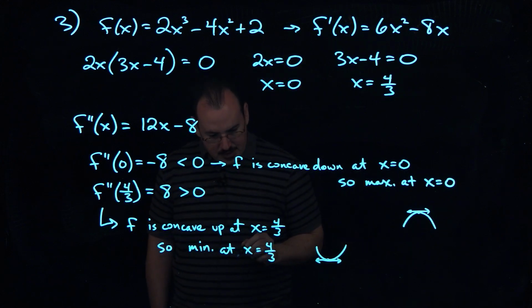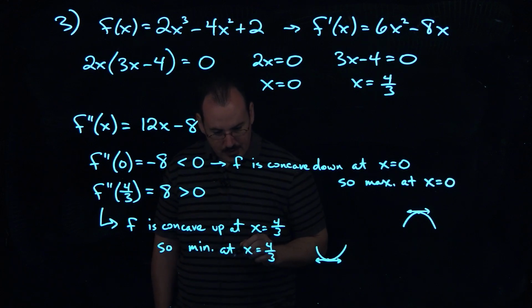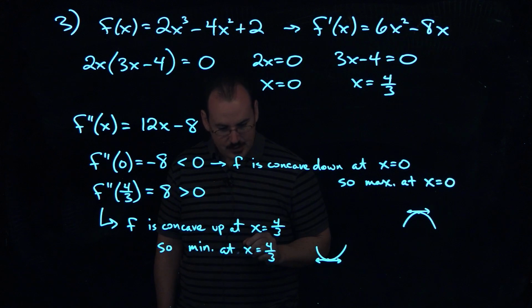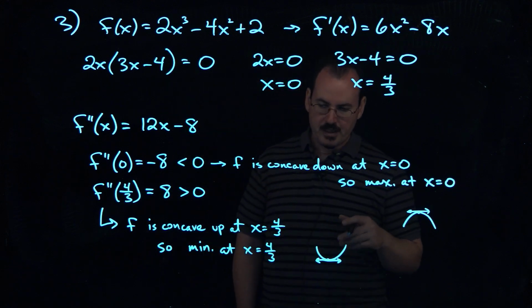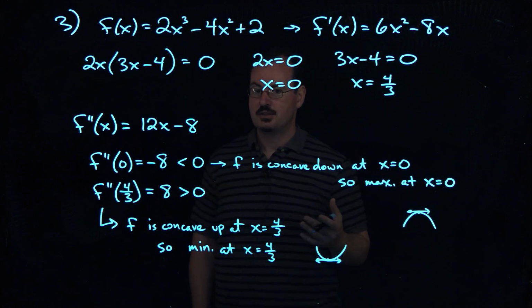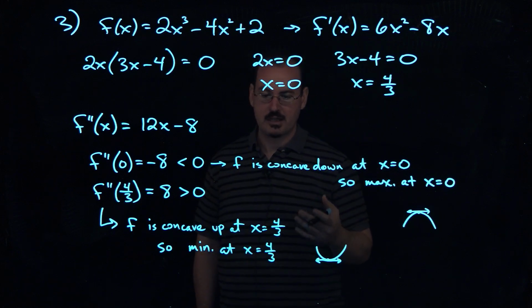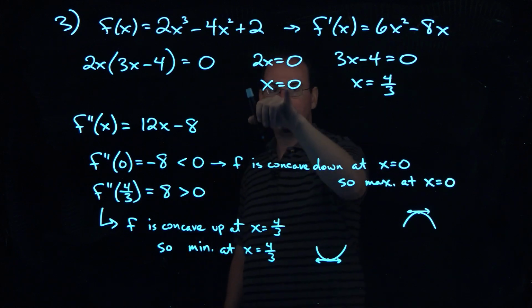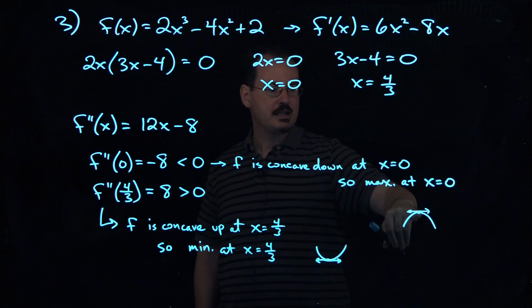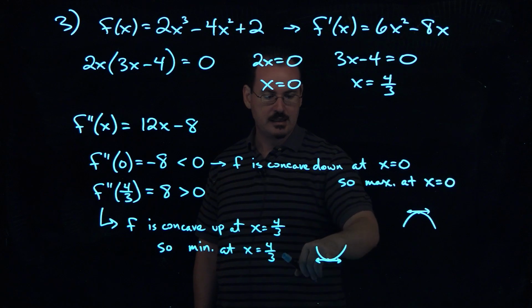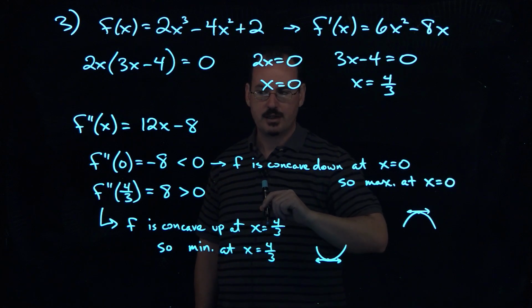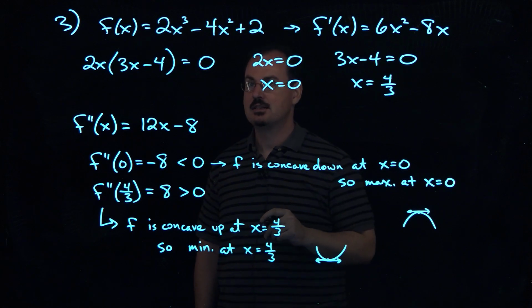Okay, and the question says, use the second derivative test to decide whether the critical numbers lead to relative maximum or relative minimum values. So it doesn't actually ask us to find these min and max values, so we're actually done. This critical number at x equals 0 led to a maximum value, and this critical number at x equals 4/3 led to a minimum value at 4/3. Okay? So that's what the second derivative test tells us.